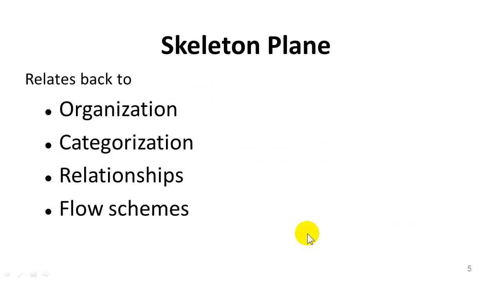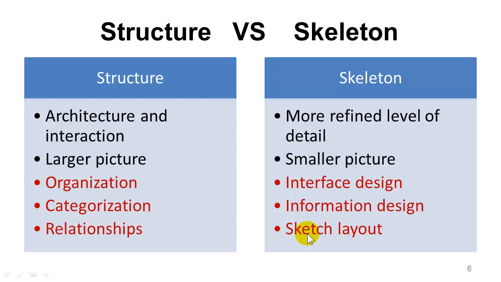So here again, it relates back to the organization, categorization, relationships, and flow schemes that we looked at in the structure plane. Alright, so these two are very directly tied into each other. What is actually the difference? In the structure, we're looking at more of the larger picture, the architecture and the interaction, the organization, how we categorize the relationship between the pieces.